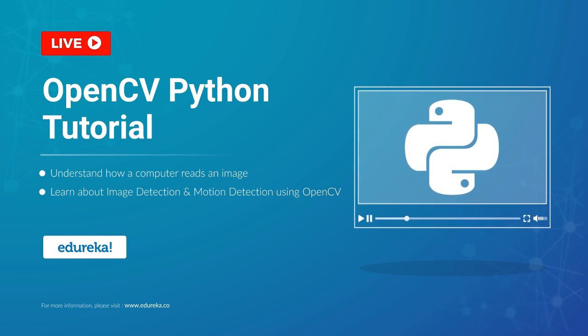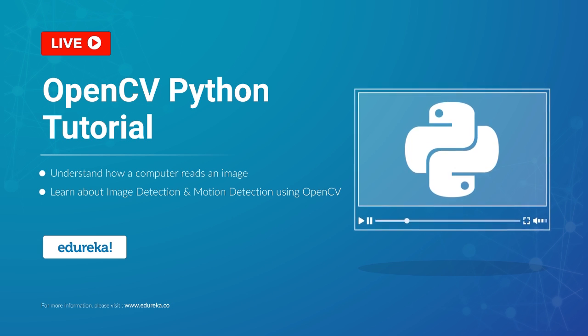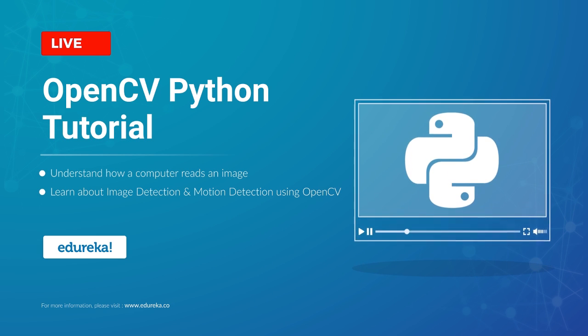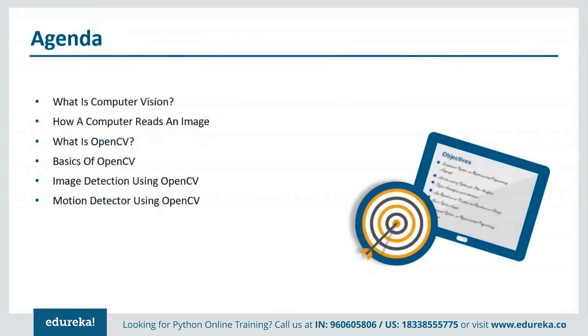Today's session is all about computer vision using OpenCV in Python. For now, let us move forward and have a look at the agenda for today. So guys, this is what we'll be discussing today. We'll begin by understanding what exactly is the meaning of computer vision and how a computer reads an image. Then I'll tell you what is OpenCV and how it works. After that, we'll see how to create an image detector as well as a motion detector using OpenCV. So I hope you guys are clear with the agenda.